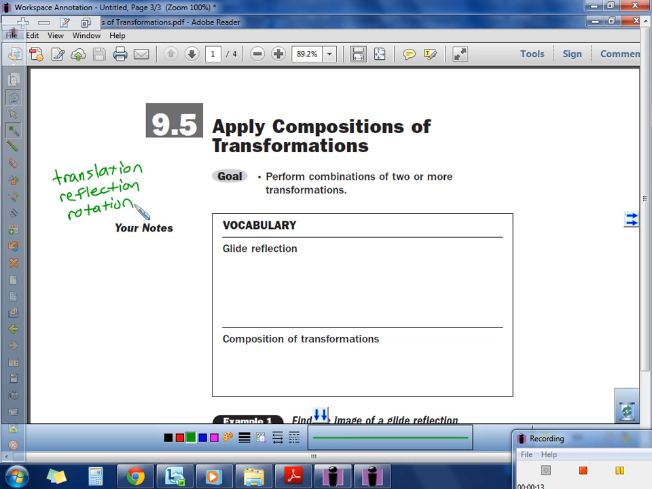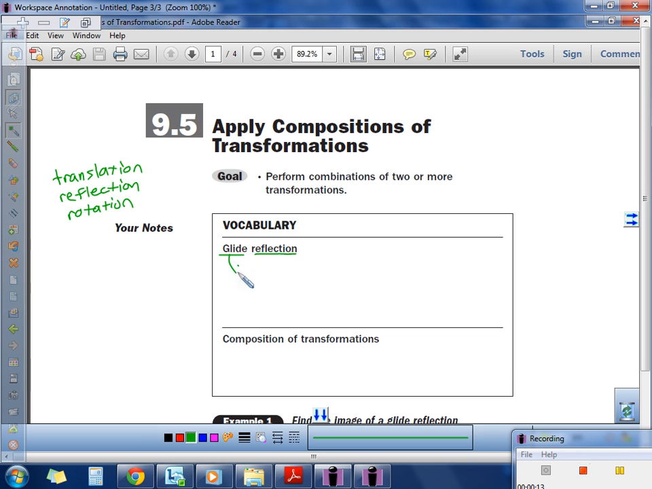What they're going to do for compositions is they're going to mix and match, and they're going to put multiple ones together. Sometimes they'll rotate a shape, then reflect it. Sometimes they'll reflect it and then translate it. So they can use any of these. Sometimes they'll translate, rotate, and they're putting together multiple transformations with a figure. So glide reflection is one that has a name. The other ones don't really have names. They'll just tell you to do one then the other.